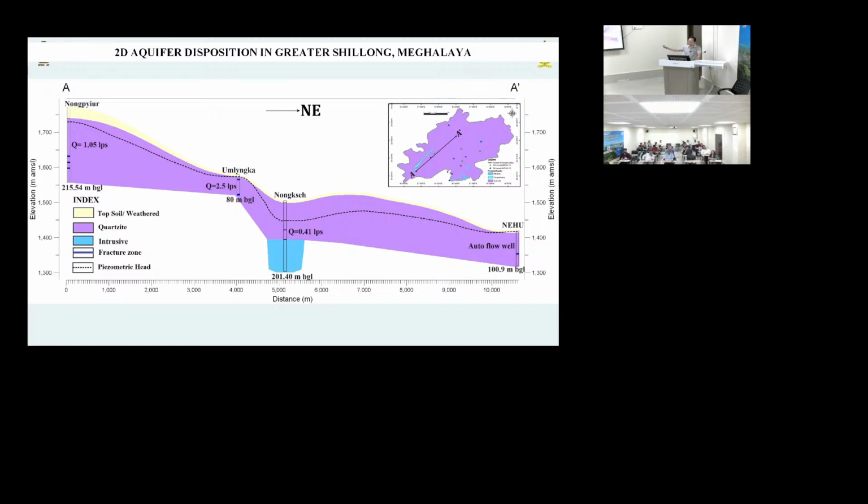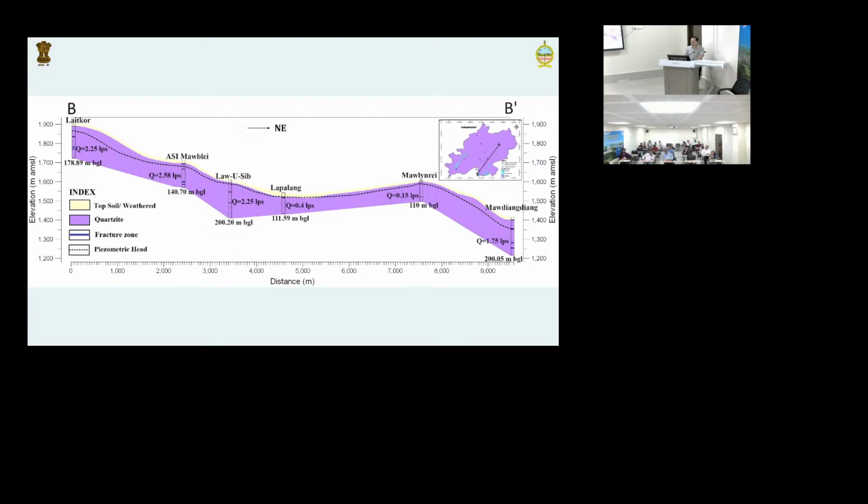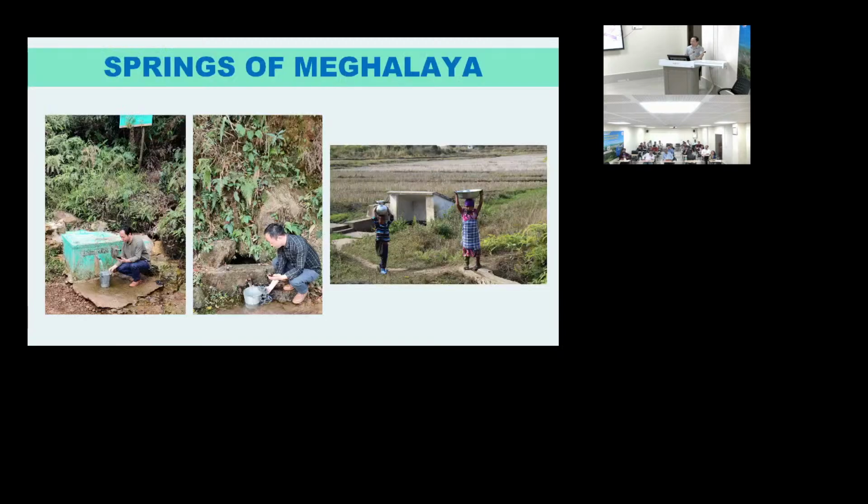And this is the 2D aquifer disposition in the Greater Shillong area. Shillong area is underlain by quartzite and some intrusive rock, that is Khasi greenstone, or epidiorite as we call it. We found that this is on the upper part, Shillong, and if we come towards Nehu, the groundwater flows in this direction, and the aquifer potential is much higher in the Nehu area than in the upper Shillong area. This is another section, starting from Lightcore till Maudiang.